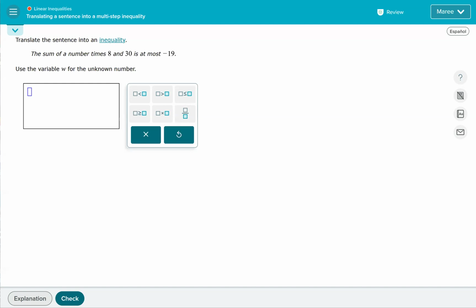So we're going to keep a list of English words and their translations off to the side, which is something you might want to include in your notes to help you with translating English into math language.